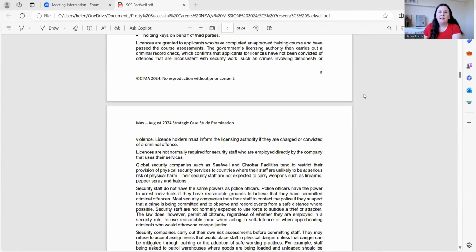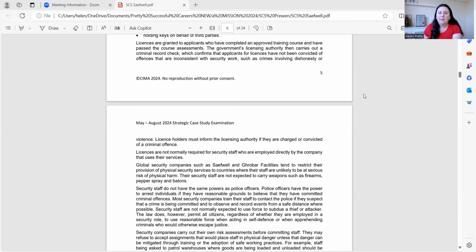Global security companies such as Saefwell and Grow Bar Facilities tend to restrict their provision of physical security services to countries where their staff are unlikely to be at serious risk of physical harm. Their security staff are not expected to carry weapons such as firearms, pepper spray, and batons. Security staff do not have the same powers as police officers.